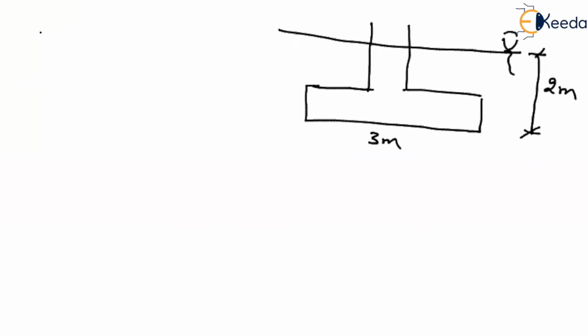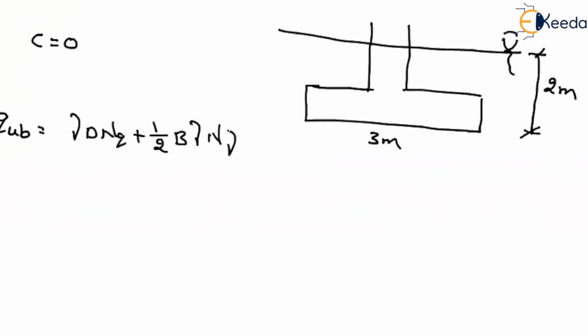What is the given data? C is given as equal to 0, that means there is no cohesion. So what about the ultimate bearing capacity? I have to write it down. As C is equal to 0, I am not writing that term. What are the remaining terms? Gamma D N_q plus half B gamma N_gamma. The type of the footing is continuous, that's why no need to use any shape factors.